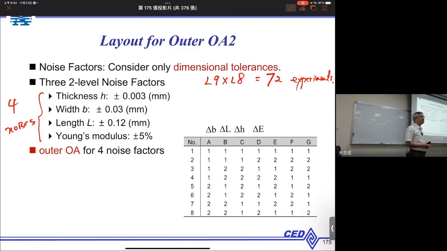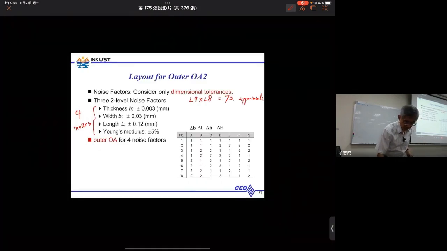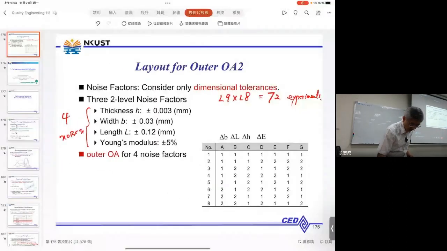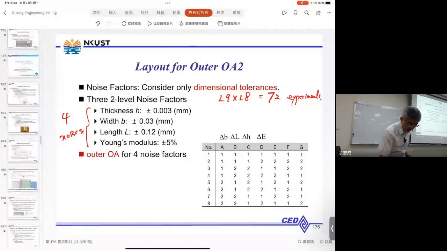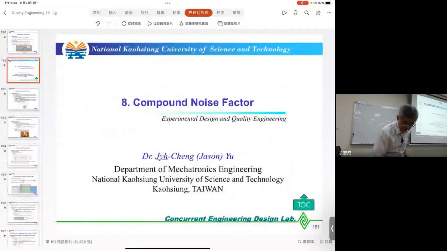Outer array good, but too expensive, too many experiments. Is there any way we can reduce the number of experiments? Which comes to the topic we would like to discuss today, which is compound noise factor.